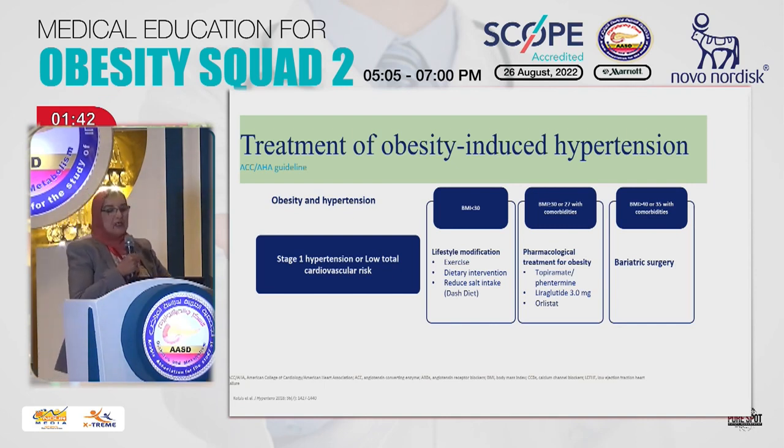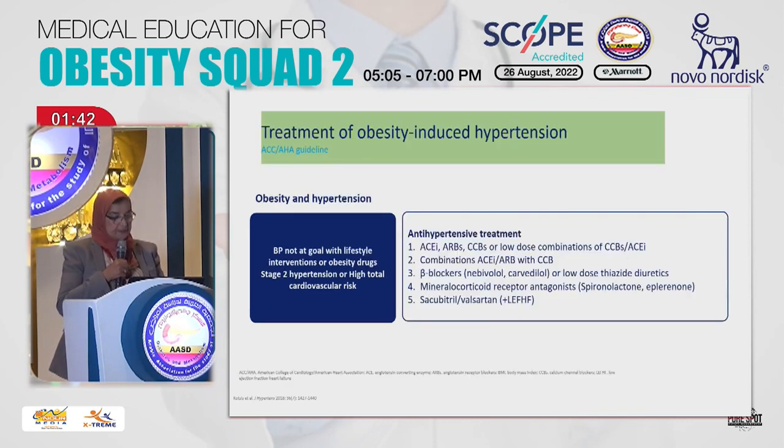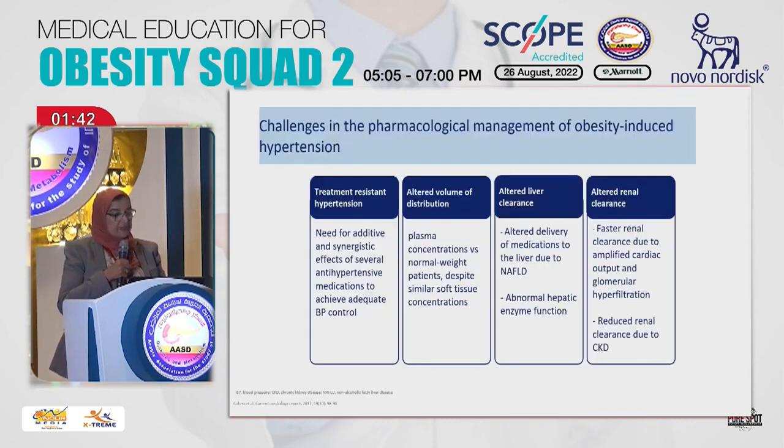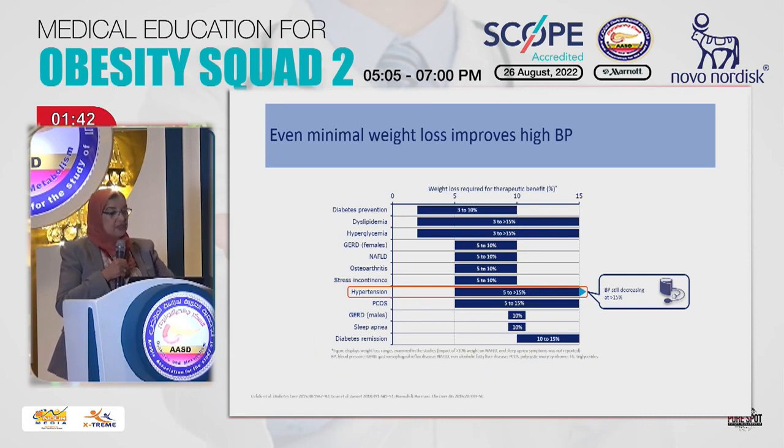What about obesity-induced hypertension? Will that be different? Really, you do have to stick to lifestyle modification. Usually, you need to have more than one drug to start with. Maybe the patient may need bariatric surgery, and this is, of course, an important line for treating obese hypertensives. So definitely we have challenges in all, and even minimal weight loss improves high blood pressure.